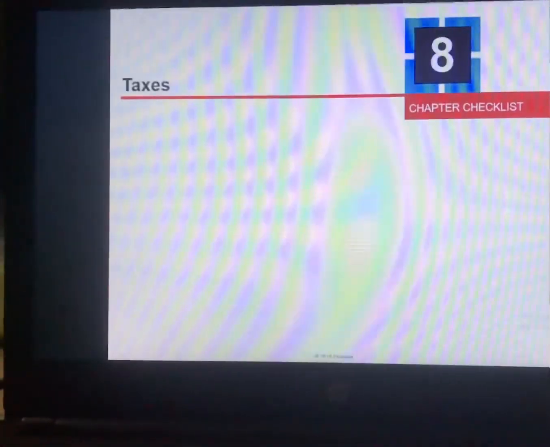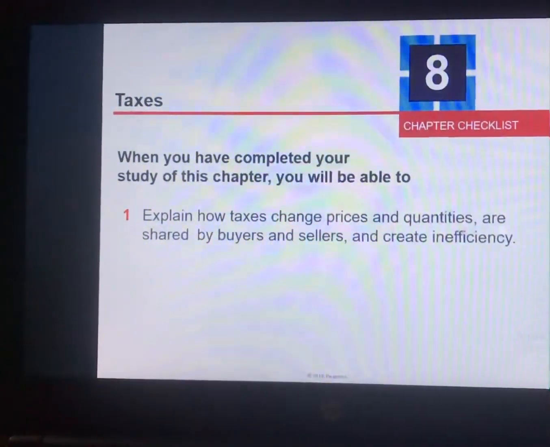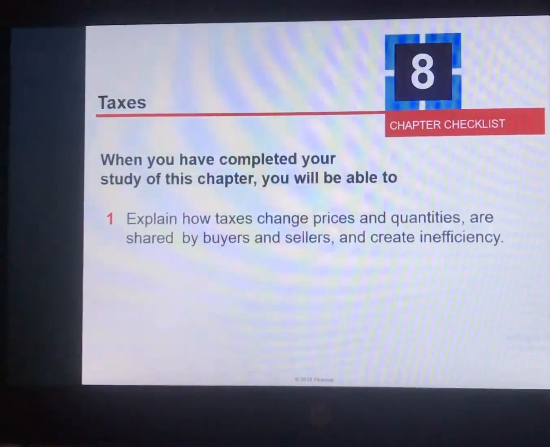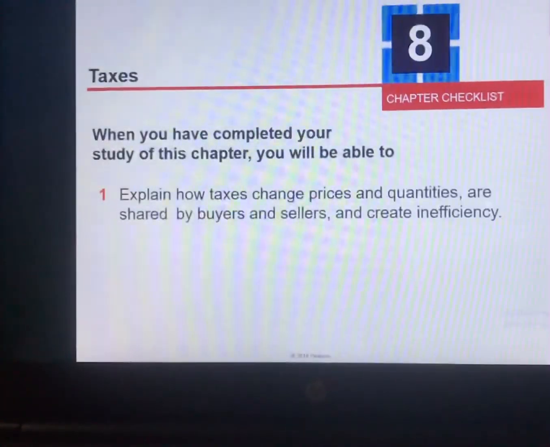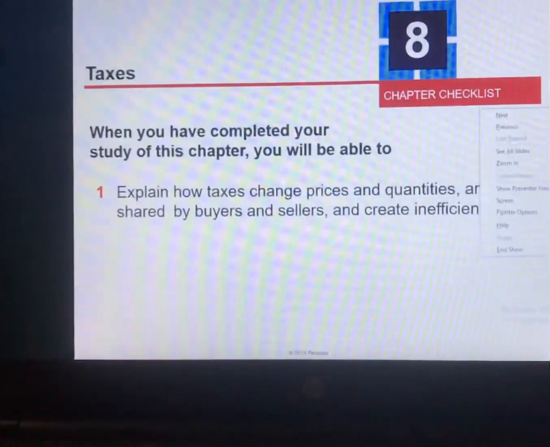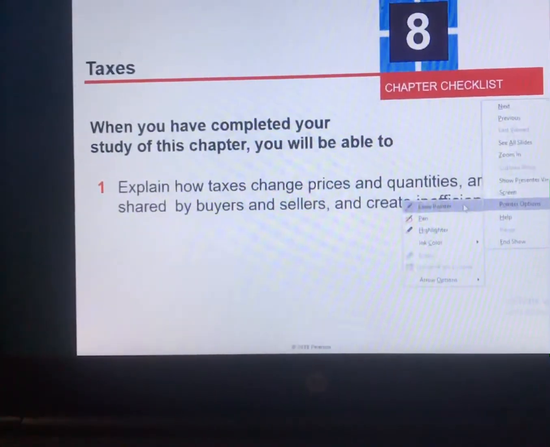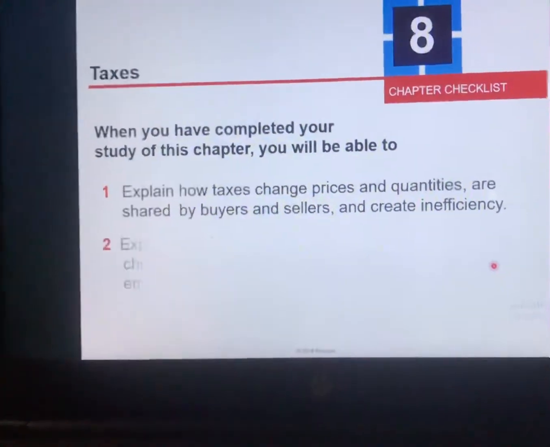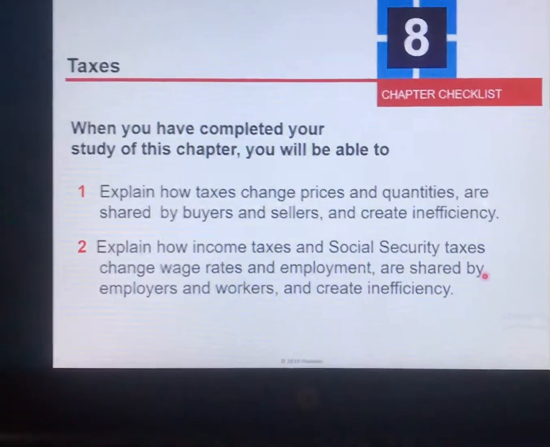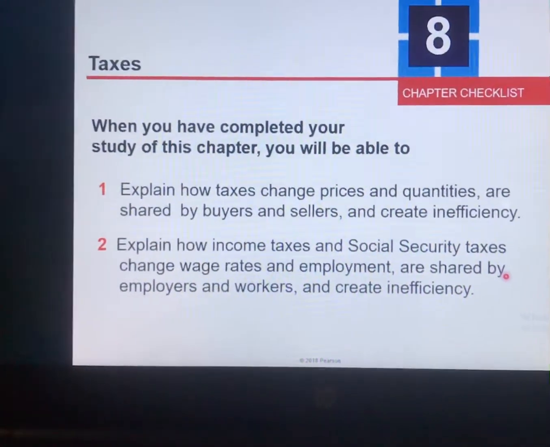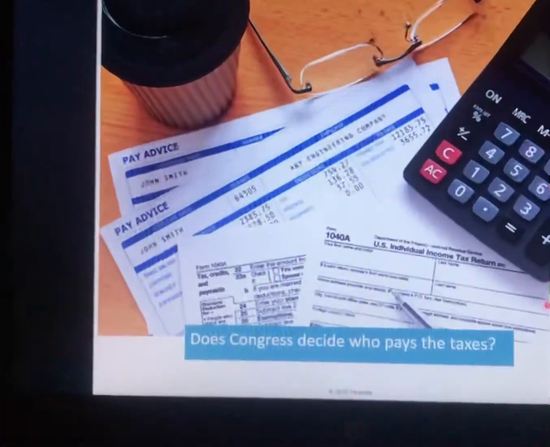So, taxes. By the end of this presentation, we're going to explain how taxes change prices and quantities, how they are shared by buyers or sellers, and how they create inefficiency. Explain how income taxes and social security taxes change wage rates, and how they create inefficiency, and review ideas about the fairness of the tax system.